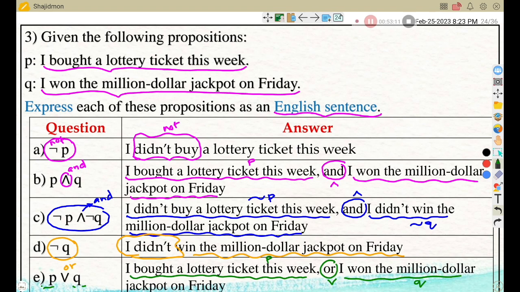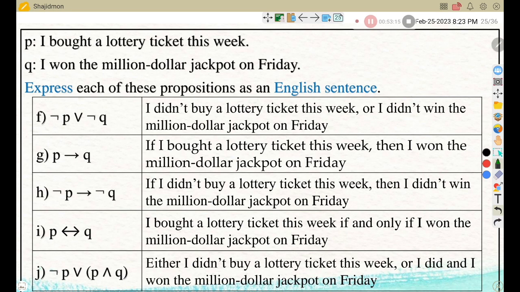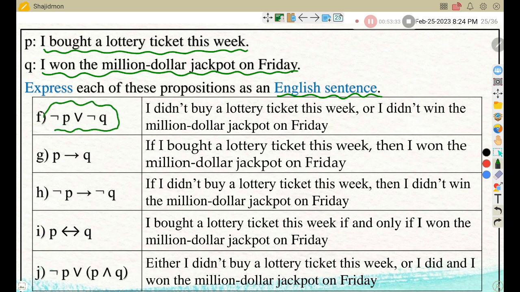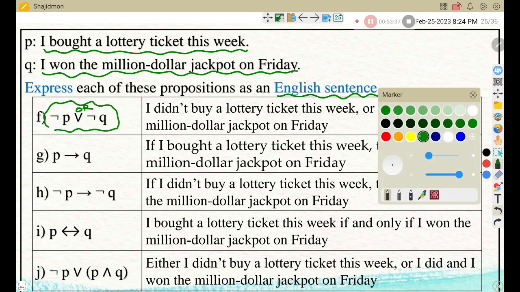Question number E also. See, the same question I am continuing. Question number F, the same question only. I bought a lottery ticket in this week, I won the $1 million jackpot on Friday. Write in English sentence. Up to E we did. Now question number F means the negation of P or Q. This is or, correct? Negation of P or Q.